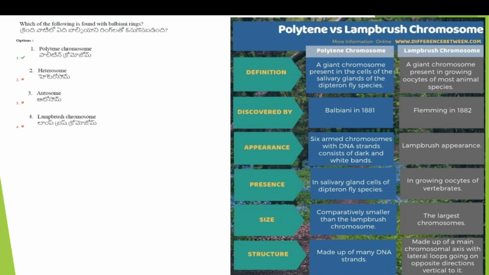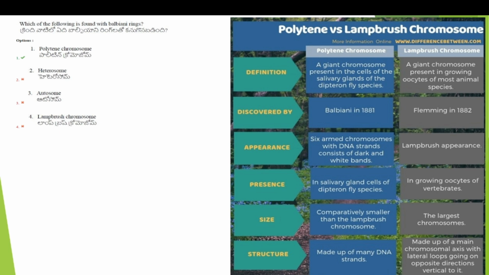Another thing, lampbrush chromosomes. These lampbrush chromosomes are found in oocytes of animals, mostly in lower animals like insects, arthropods, like that. Lampbrush chromosomes are highly extended chromosomes, which means there is no highly concentrated DNA; a highly extended form of DNA is present. They are like brush-like structures, but they don't contain Balbiani rings.